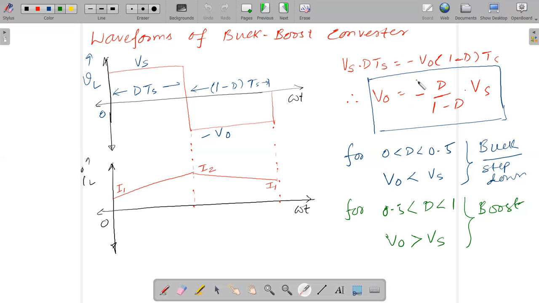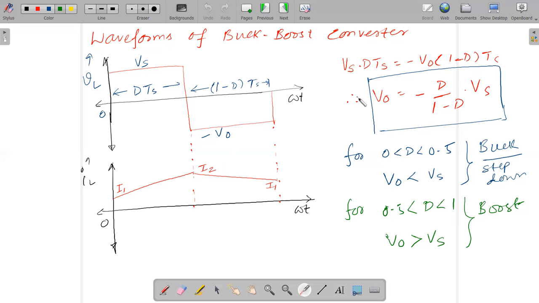Now here you can see if D is in the range of 0 to 0.5, then you are going to get overall V0 less than Vs. So it will be working as a buck converter. And if D is in the range of 0.5 to 1, then it will be working as a boost converter, right? So by appropriate selection of D, the same circuit you can use as a buck converter also and boost converter also. So this was the quick review of the buck boost converter, and using IGBT, MOSFET or BJT, we can realize this buck boost converter.